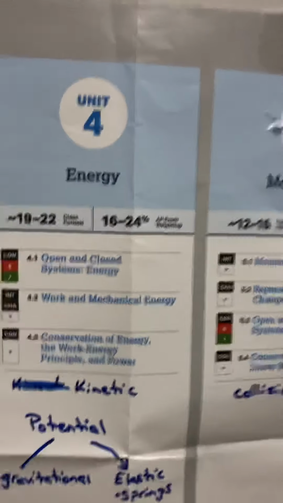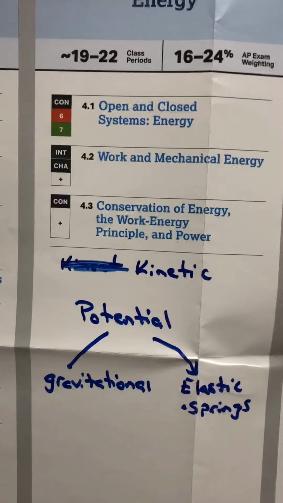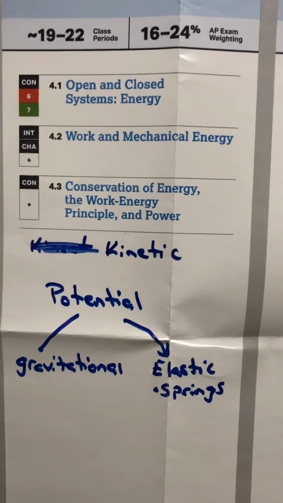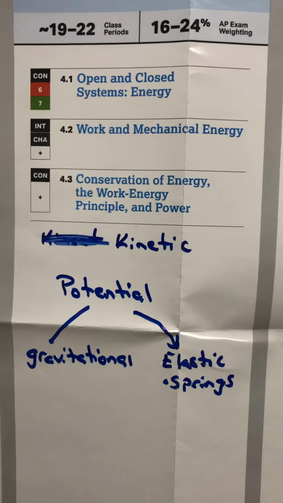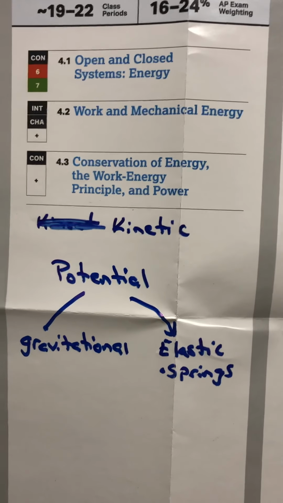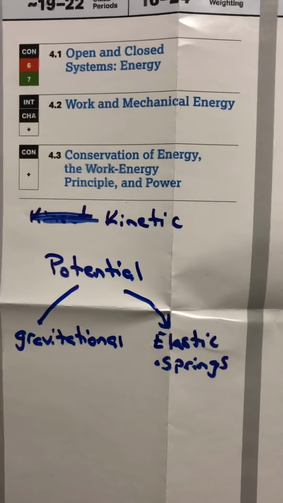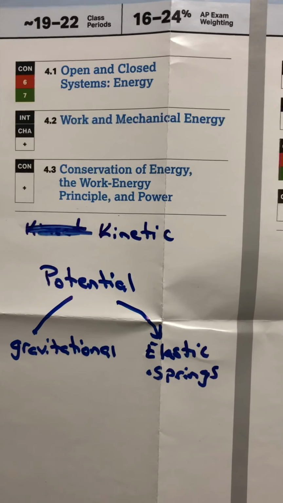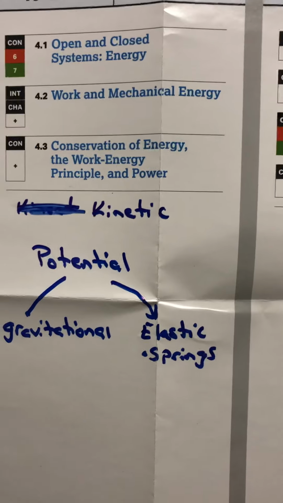Unit 4 is energy. We'll be talking about open and closed systems, what is work, what is mechanical energy, and energy in its different forms like kinetic energy, potential, which is broken into gravitational and elastic potential energy, which is springs, and also finishing up with the conservation of energy, the work energy principle, and power.